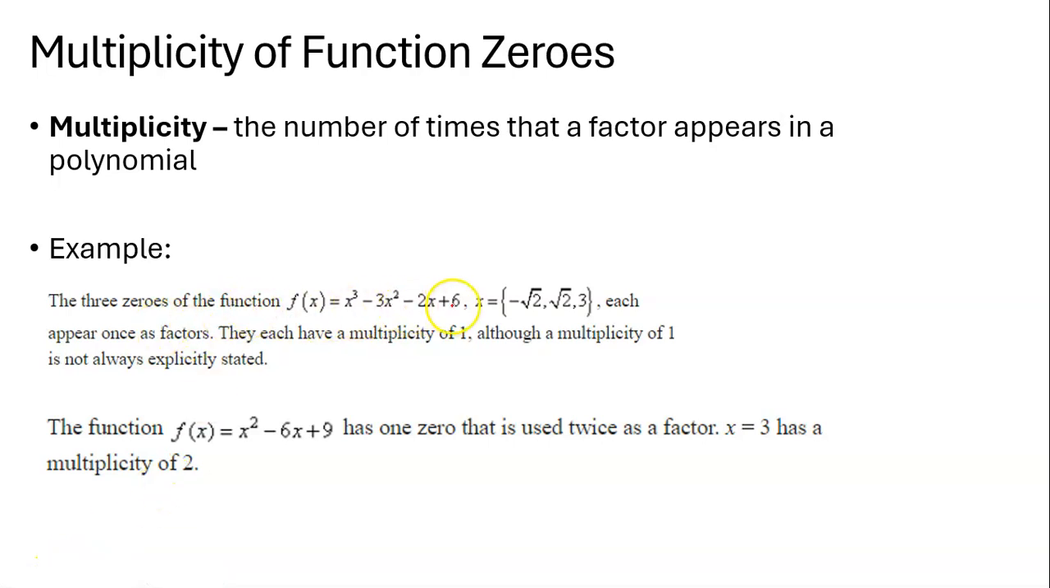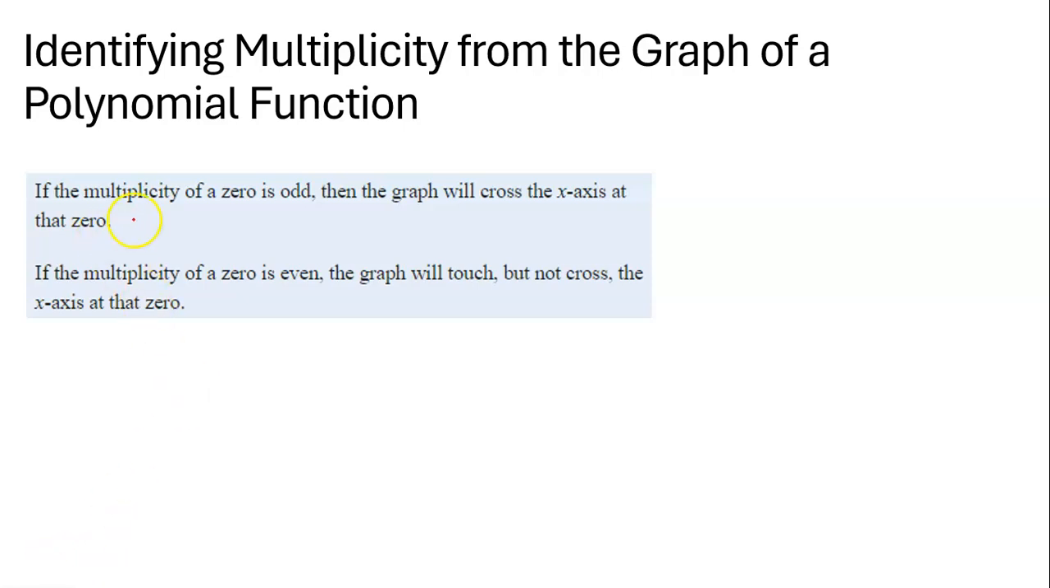Like, for example, here, all of these are roots. They all have a multiplicity of 1 since they are all different. Here, you have a root that is 3, but it has a multiplicity of 2 because it occurs 2 times. I'll show you here in a minute. So we are going to use this page. It says if the multiplicity of a 0 is odd, then it crosses the x-axis. If it's even, it touches the x-axis.